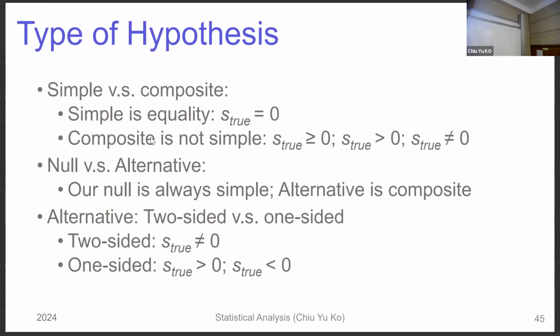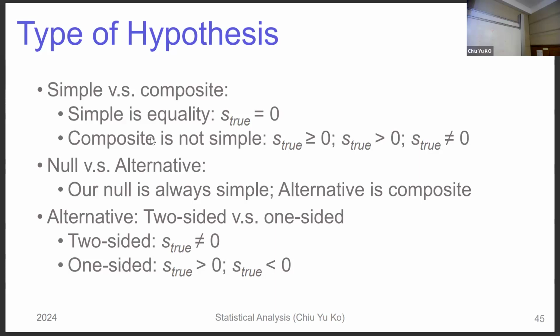So this is the undergrad thing. The simple one is equality, and in our class, it's always simple. Whether 0 or not, that's we care, okay? And the alternative is composite. We always this guy for us, okay? Whether it's equal or unequal, okay?